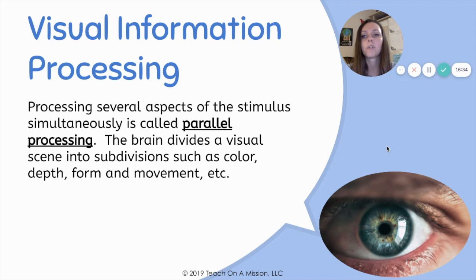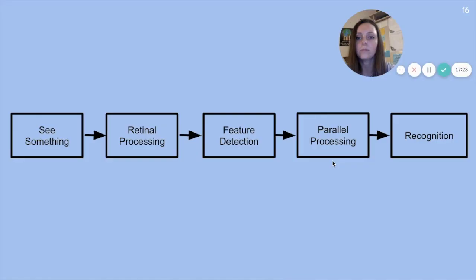So we have our visual information processing. Processing several aspects of the stimulus at the same time is called parallel processing, because you're processing all these different things at the same time. The brain divides a visual scene into subdivisions like color, depth, form, and movement. So you're seeing something, but then the brain is dividing it up into all these different categories at the same time. And you don't even realize that you're doing it. Your brain is doing it for you.